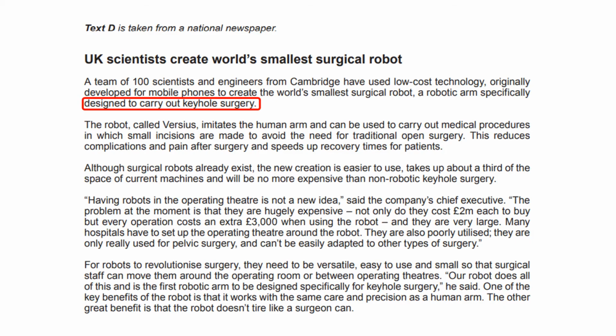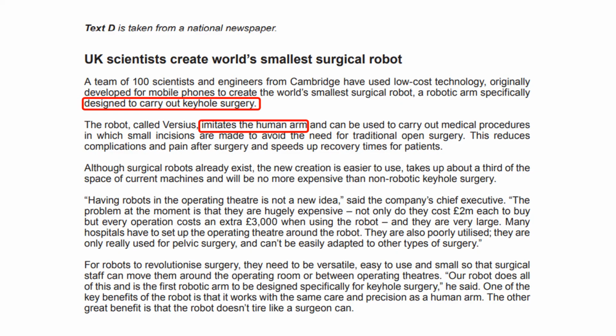The robot, called Vertius, imitates the human arm and can be used to carry out medical procedures in which small incisions are made to avoid the need for traditional open surgery. This reduces complications and pain after surgery and speeds up recovery times for patients. That's another thing a robot can do. It can imitate a human arm. Although surgical robots already exist, the new creation is easier to use, takes up about a third of the space of current machines, and will be no more expensive than non-robotic keyhole surgery. Nothing there that we need to highlight.